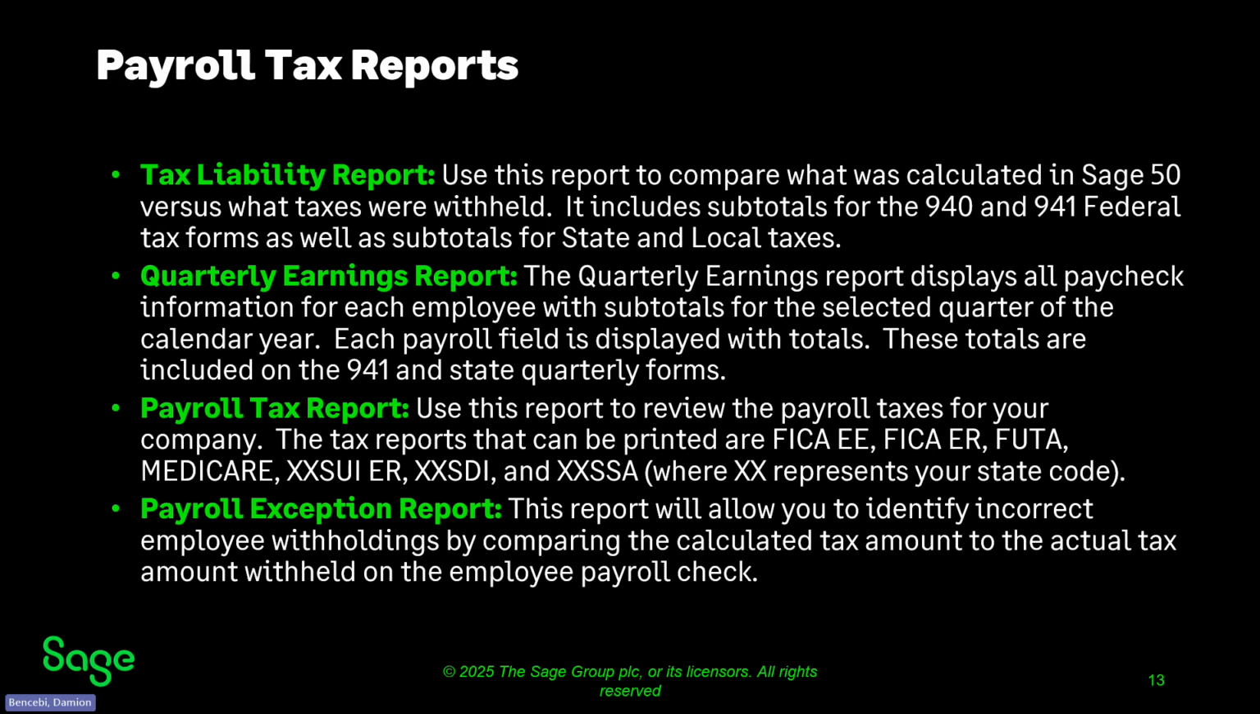The payroll tax report can be used to verify payroll taxes for your company, such as FICA, Medicare, and unemployment. And the payroll exception report allows you to identify incorrect employee withholdings by comparing the calculated tax amount on the report with the actual tax amounts withheld on each employee's paycheck.